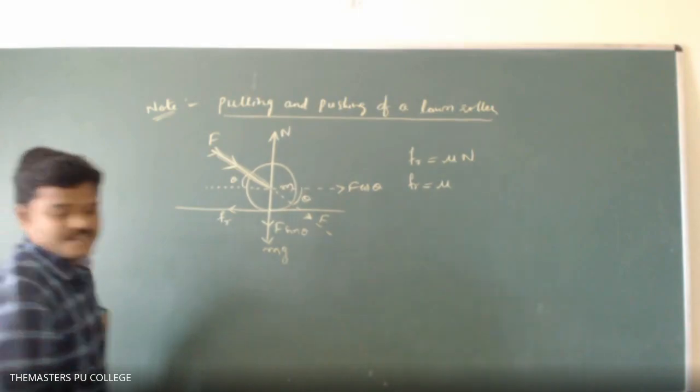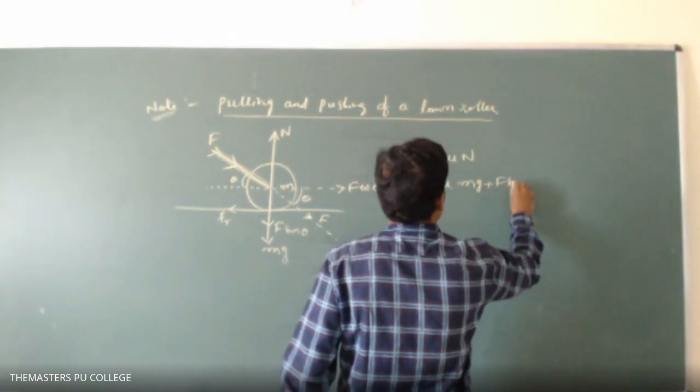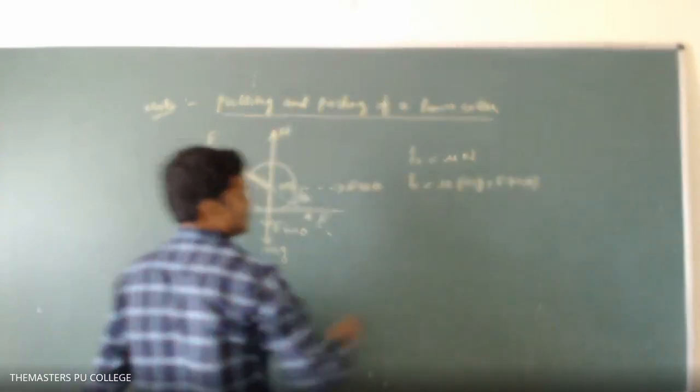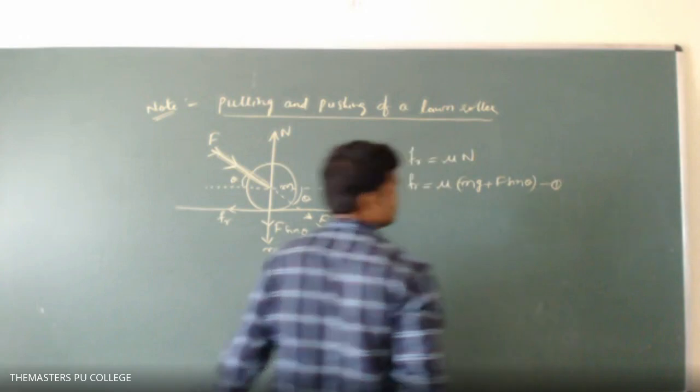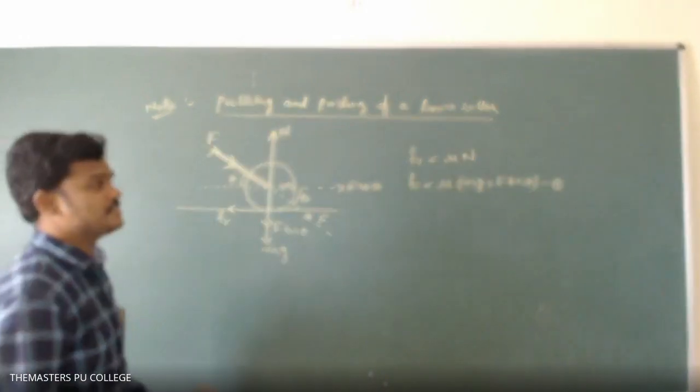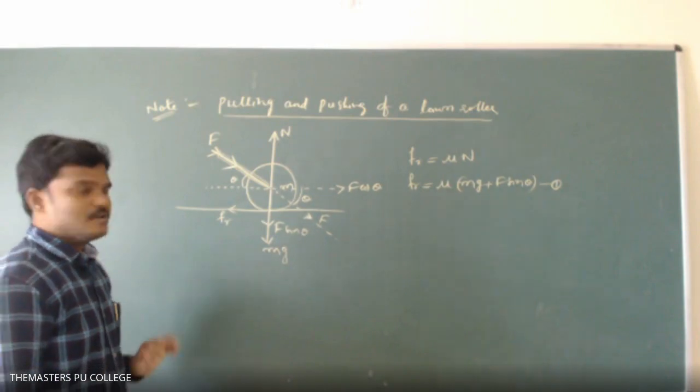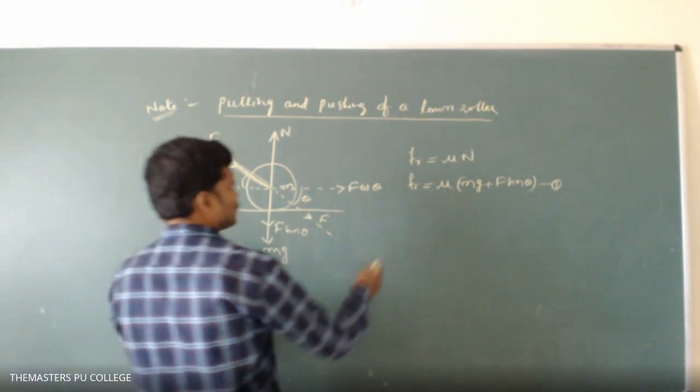N is balanced by how many forces from the diagram? mg plus F sin theta. Let us suppose this is equation number 1: N equals mg plus F sin theta. So the frictional force is more. Now we can find the resultant force also.